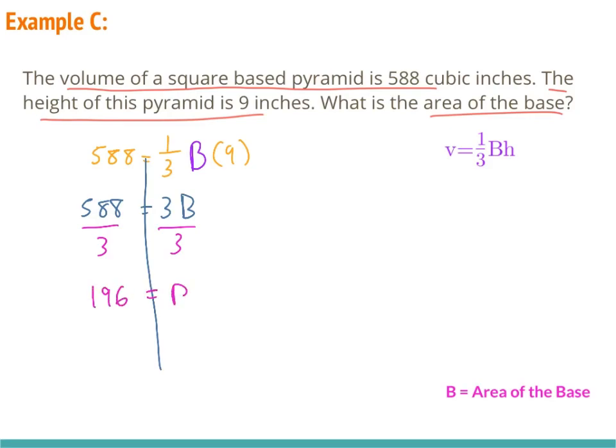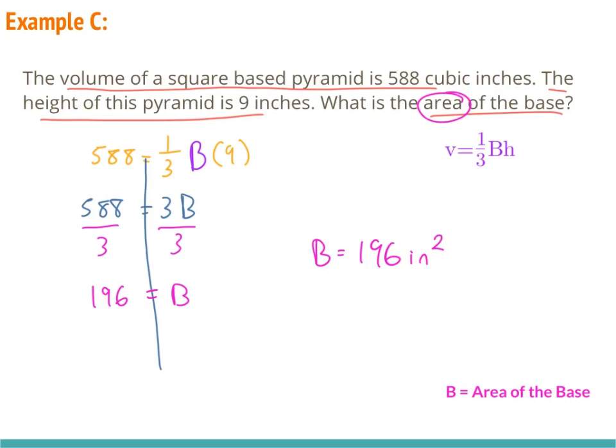196 equals big B. Now again, we have to label our answer, so our area of the base is going to be 196 inches, and it's just going to be squared since we're talking about the area of the base. So remember, it's important to match the units to the thing that you're talking about. Area gets squared, volume gets cubed, everything else just gets normal units.